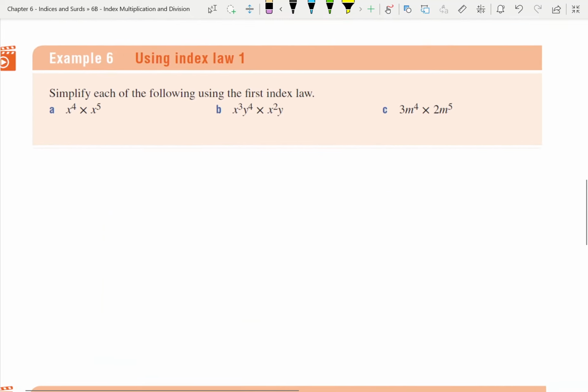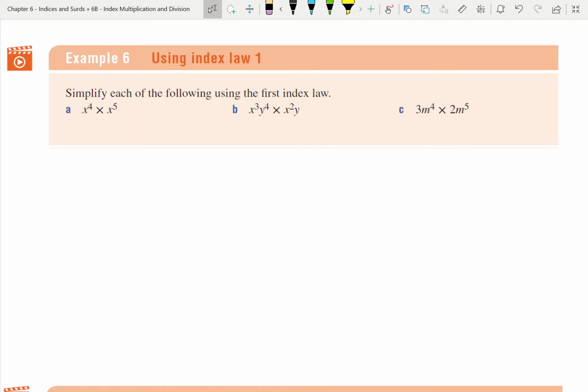Example 6. Well, what if we're now looking at pronumerals? They're not numbers anymore, they're x's, y's, m's, whatever number we choose. Well, for part A, it's the same process. X to the power of 4 plus 5, well, that's just x to the power of 9. Part B, we've got x cubed, y to the 4. We're going to be adding 1 to our power of 4, and we're going to be adding 2 to our power of 3, which gets us x to the 5, y to the 5.